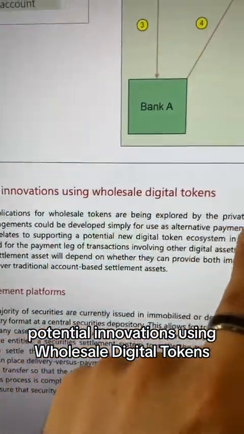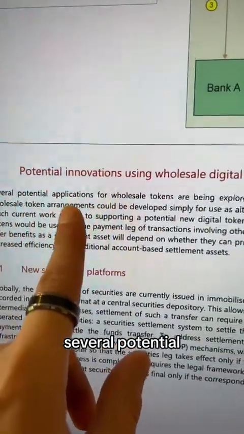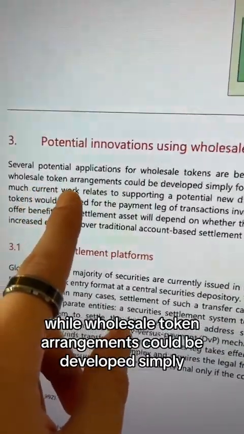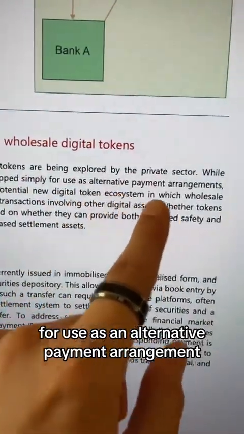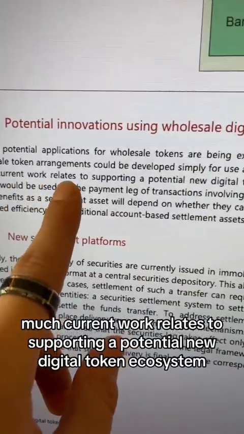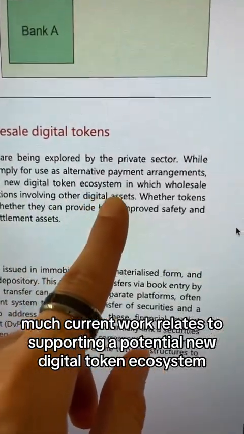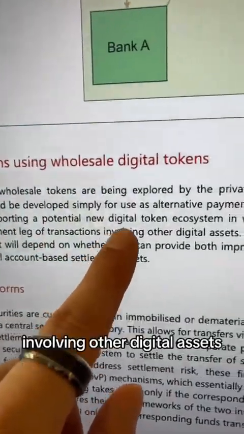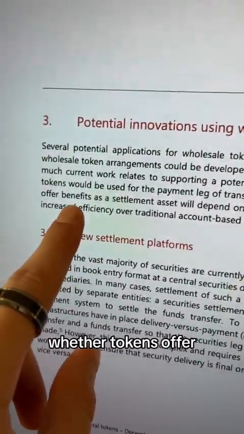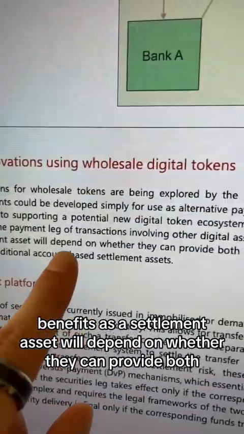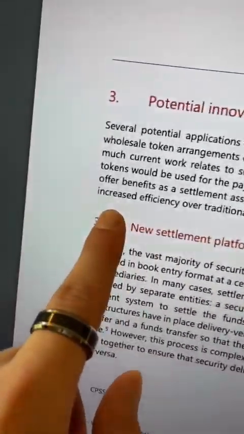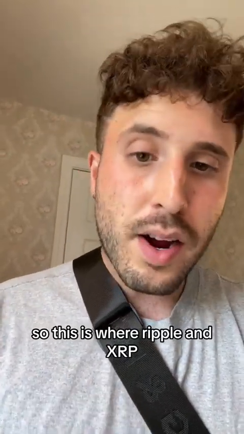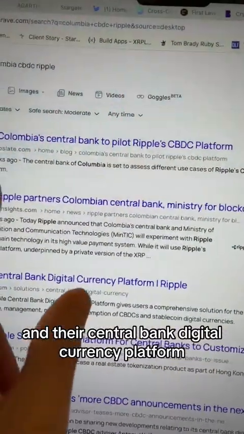So, potential innovations using wholesale digital tokens. Several potential applications for wholesale tokens are being explored by the private sector. While wholesale token arrangements could be developed simply for use as an alternative payment arrangement, much current work relates to supporting a potential new digital token ecosystem in which wholesale tokens would be used for the payment leg of transactions involving other digital assets. Whether tokens offer benefits as a settlement asset will depend on whether they can provide both improved safety and increased efficiency over traditional account-based settlement assets. So this is where Ripple and XRP and their central bank digital currency platform come into play.